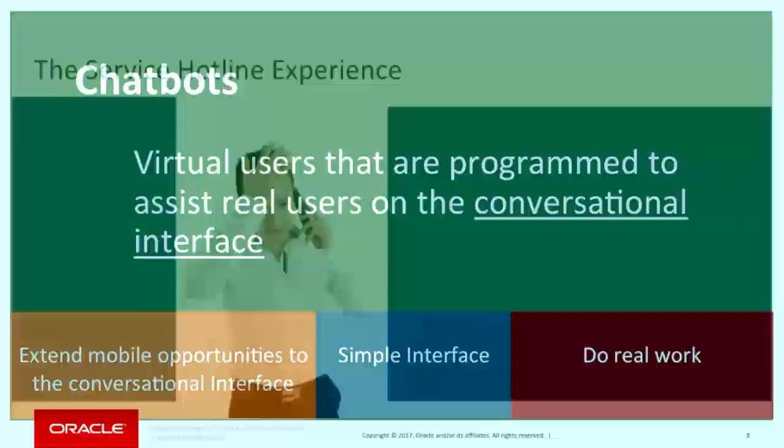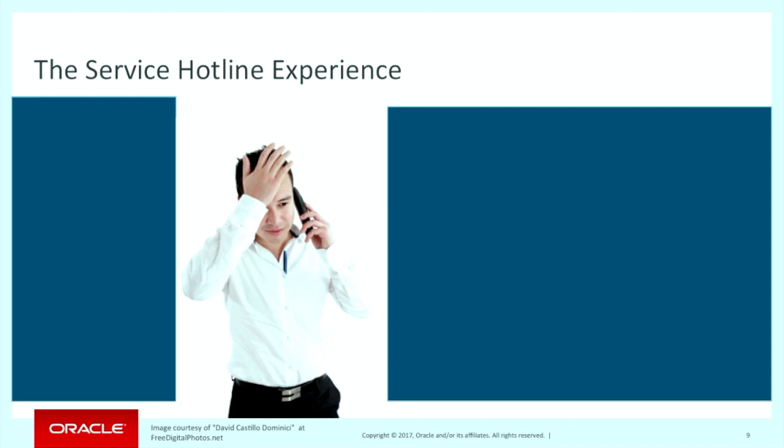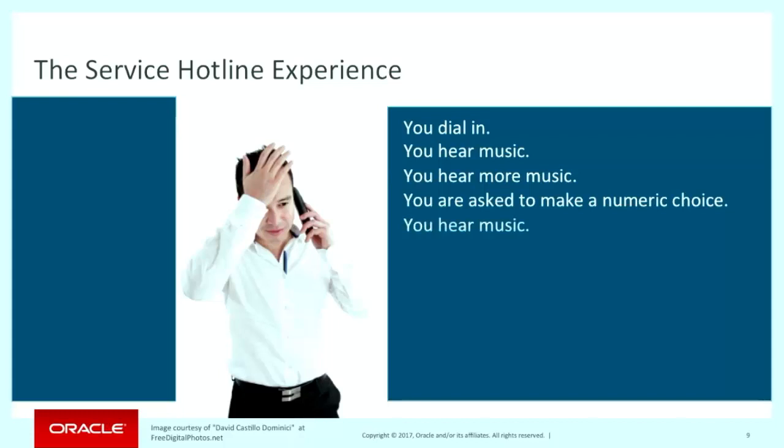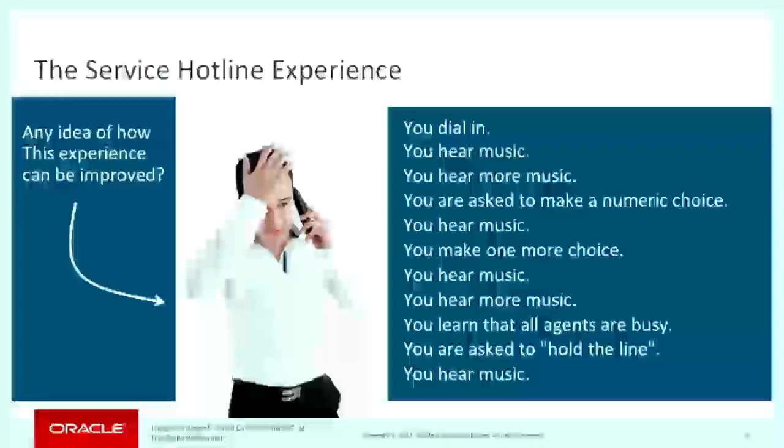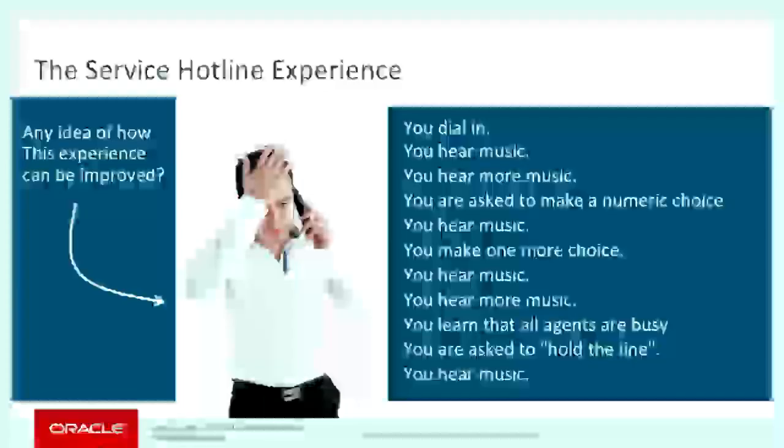I guess we all experience a service hotline once in our lives. Now, how does it work? First you dial in using your phone, and then you hear music. Then you hear more music. It's not your favorite music, because there was no selection for that. And then you're asked to make a numeric choice. You do that, and then you hear more music. And you make another choice. You hear music, more music. And then you learn that all agents are busy. You're asked to stay on the line because there's more music. Can you imagine how this user experience can be modernized, can be more pleasant?